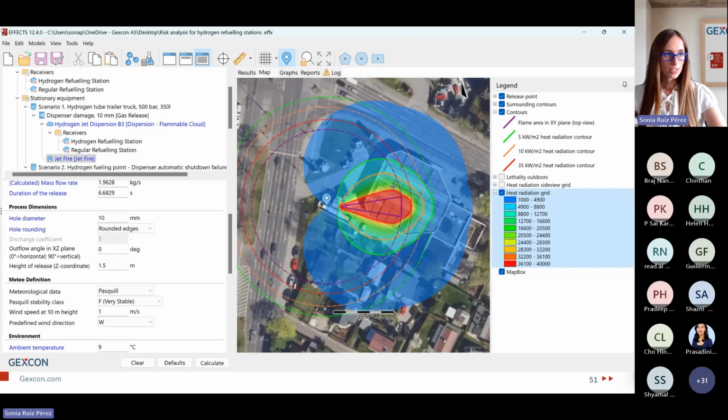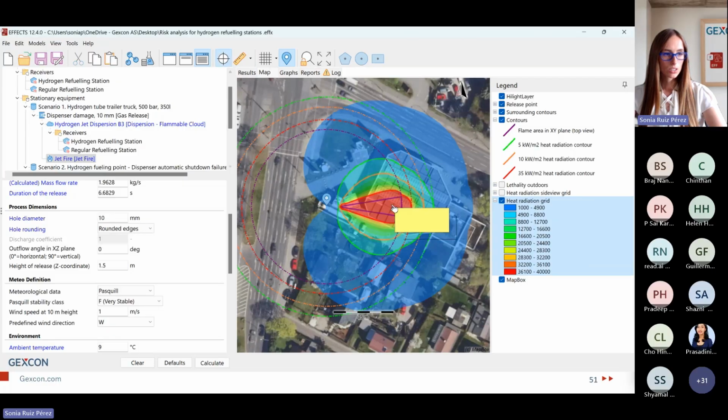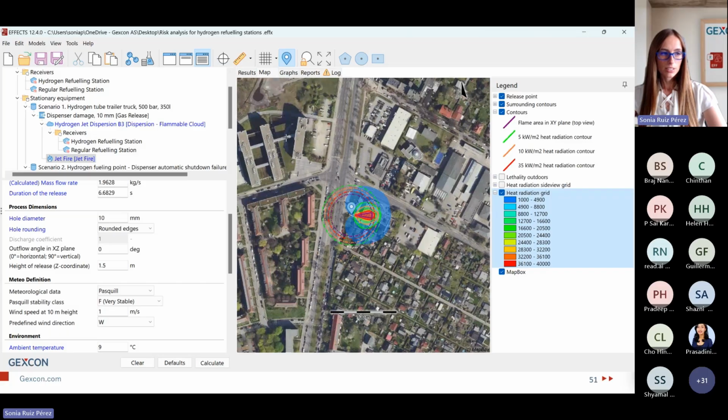And because we have this heat radiation grid, you can actually read out values from the map. So for example, inside the flame, the surface emissive power is 70 kilowatts per square meter, whereas at the far end of the jet fire it is 1 kilowatt per square meter. So this is just a very quick example of all the different phenomena that you can have with hydrogen releases and how it looks on an effect simulation.